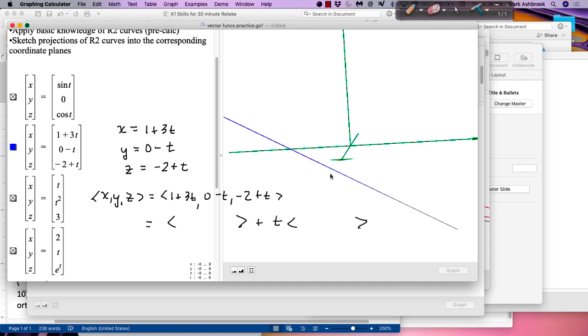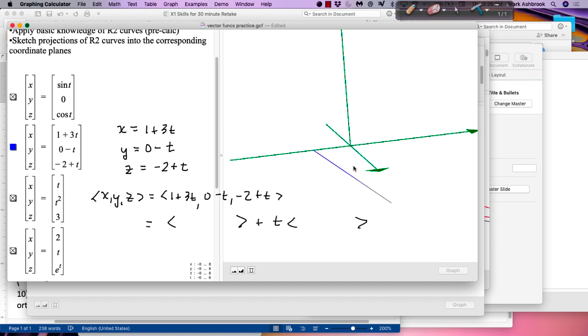Good. Next, Giorgio. So the function was sine t, 0, cosine t. Since y is 0, that means it's going to be on the plane y equals 0, so it's going to be parallel to the xz plane. And since it's a sine and cosine function, it's going to be a circle of radius 1. So it's a circle on y equals 0, parallel to the xz plane. This plane right here.